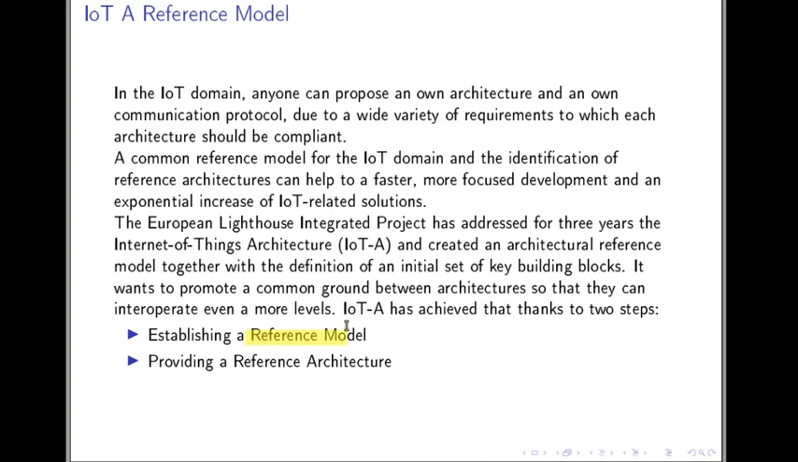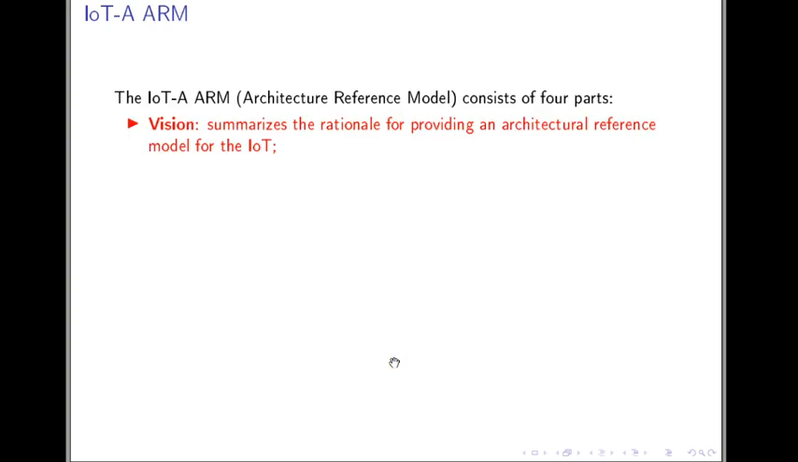So IoT A has two components, and the European agency has made a reference architecture which has two parts: reference model and reference architecture. Based on that, it laid a common ground which helped to select an architecture for a particular solution. So IoT ARM consists of four parts.